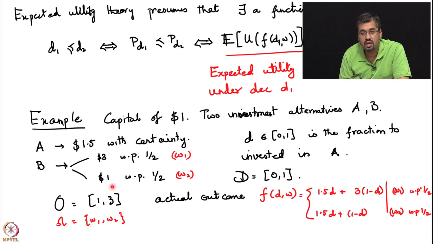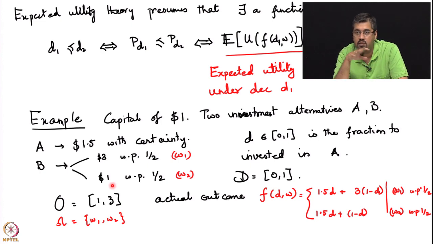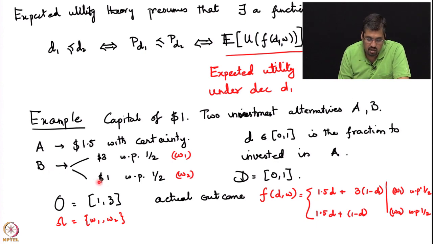So if you think only of the worst case, the worst thing that could happen if you put any amount of money in B, is that whatever money you put in B doesn't grow at all. You put in an amount 1 minus D in B, and it remains at 1 minus D. Okay. In which case you would have been better off putting all that money in A itself. So the decision that maximizes your worst case, that gives you the most money in the worst case, is the decision to put all the money in A, right.